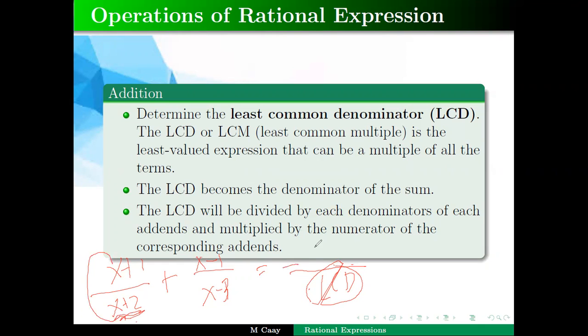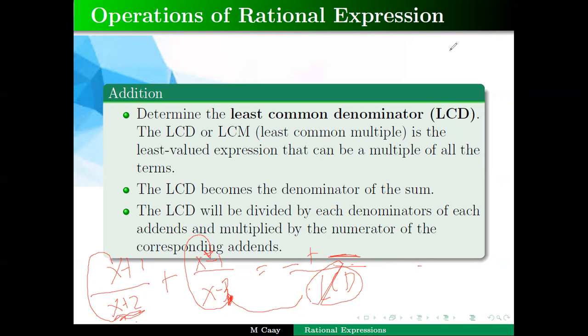So we write the answer here, plus, and we, again, divide this LCD by the corresponding denominator of another expression. And then the answer will be multiplied by the corresponding numerator. Then we write this one. And then we do the operation here via addition of expressions. And then that will be our answer, depending if that will no longer be reducible. Otherwise, we have to reduce that based on what we have understood on our past knowledge about expressions.